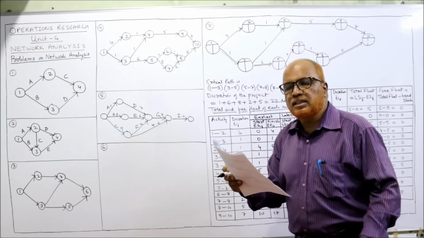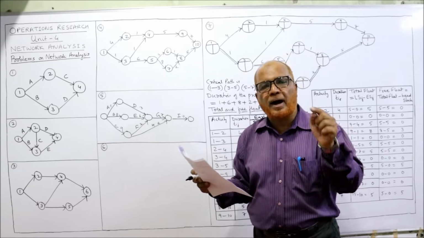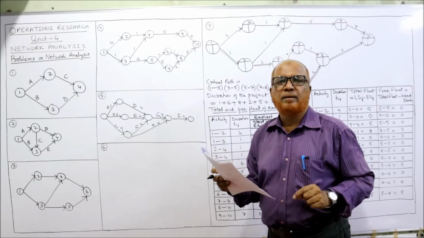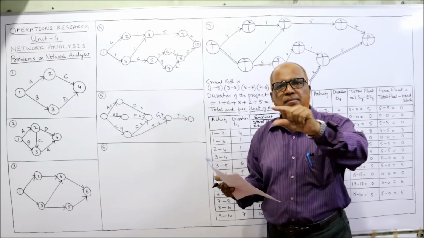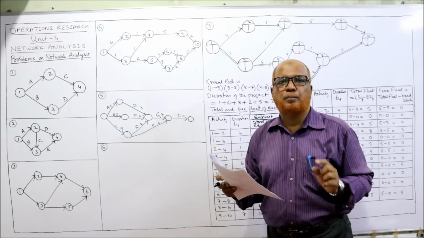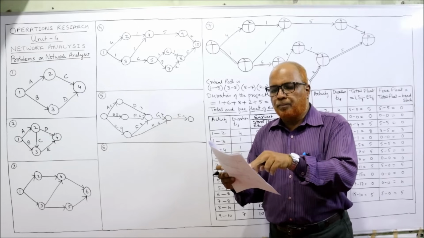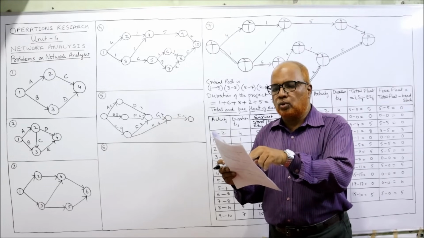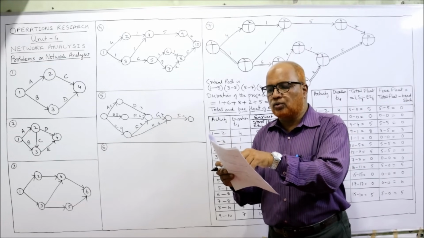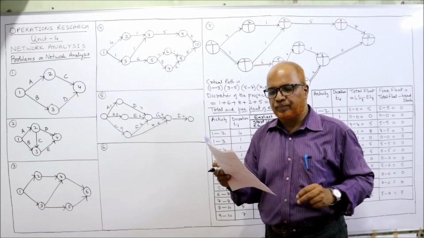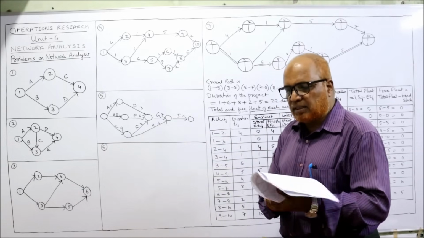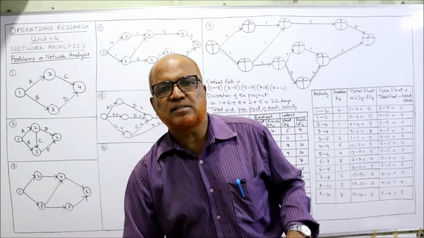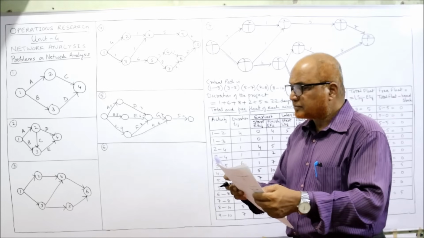That's all. Now in the sixth problem, apart from drawing the diagram, we are required to find out the critical path and the estimated time for completing the project. Right? The project consists of activities 1 to 2, 1 to 3, 1 to 4, 2 to 3, 2 to 4, 2 to 5, 3 to 5, 4 to 5. All the activities are given. So before finding the critical path, first of all, we must draw the diagram.